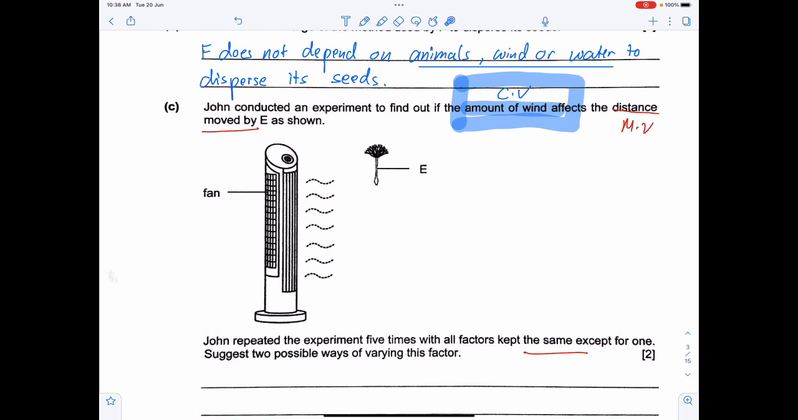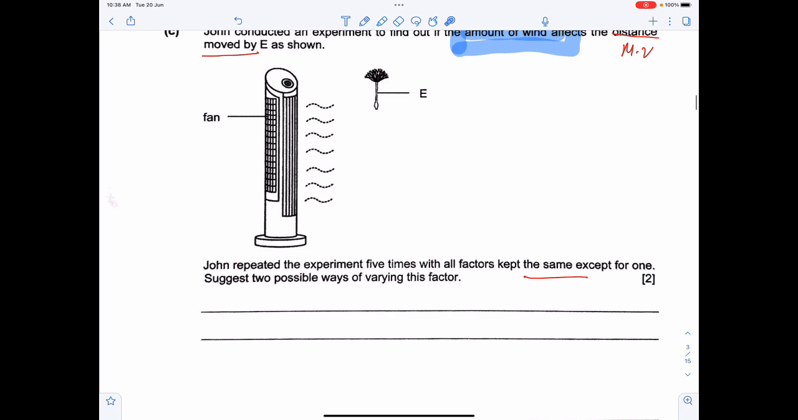Some of you even went as far as to tell me to change E to something else. That's not right, because I want to know the amount of wind. So what are the 2 methods? When you suggest a way, you cannot tell me change the amount of wind. If you tell me that, the question you're answering is, what is the change variable of this experiment? You realize that? Some of you just told me change the amount of wind. But the question asks you, how? State 2 possible ways is how.